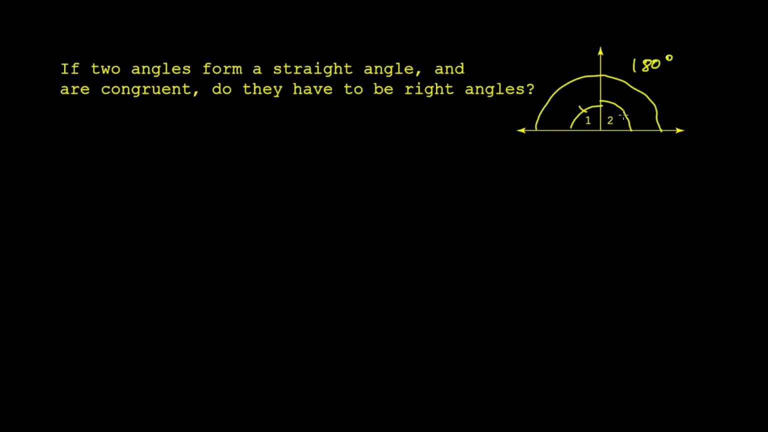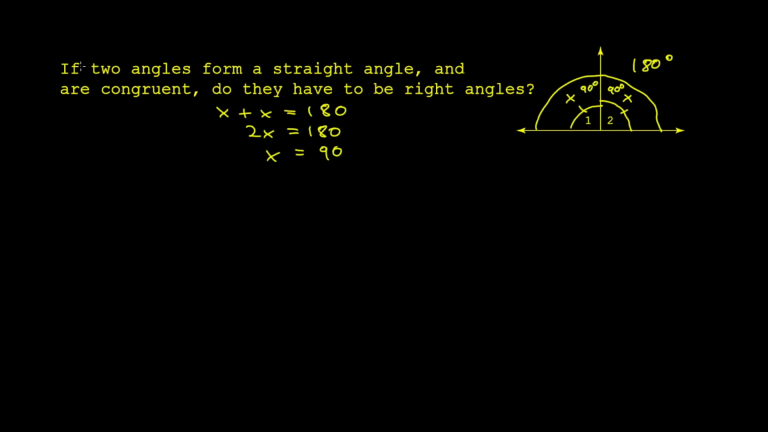Congruent, congruent. Now we're going to say this angle has a measure of x degrees, and this also has a measure of x degrees because they are congruent. Therefore, x plus x is 180, 2x equals 180, and x equals 90 degrees right here. So 90 degrees and 90 degrees.